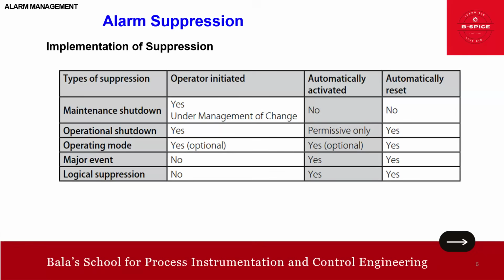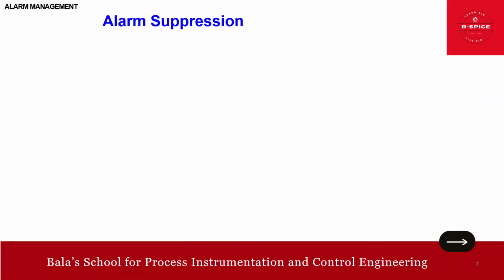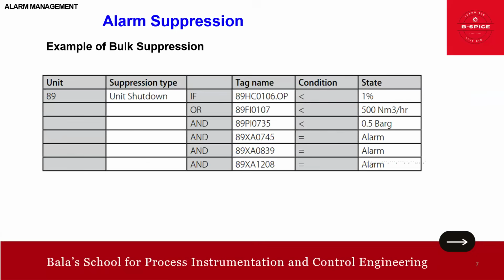So let's go to this. I think I will go directly to the example now. A specific example of bulk alarm suppression. This one I'm using a condition equation, for example, friends. Here we have taken an example of a small number of points of a cryogenic unit, which would allow operational shutdown suppression.